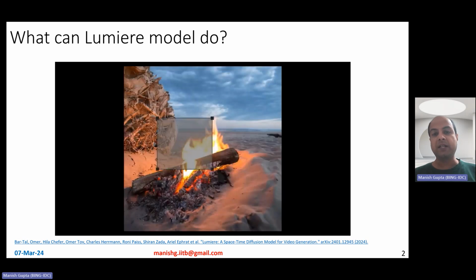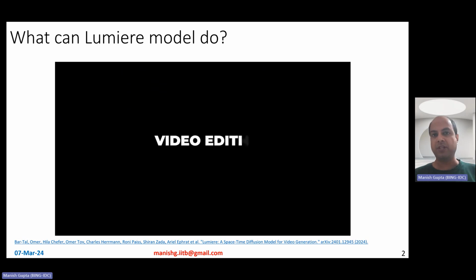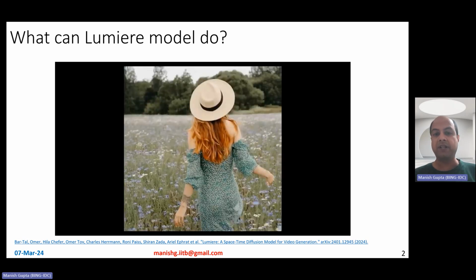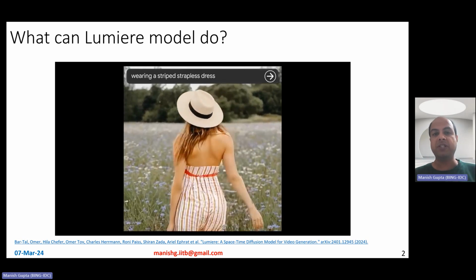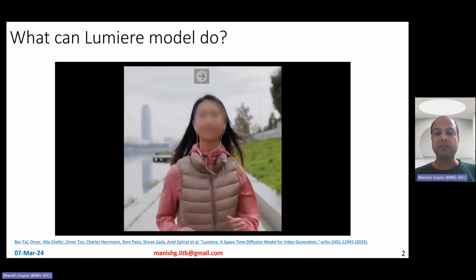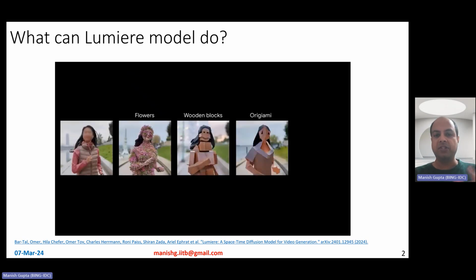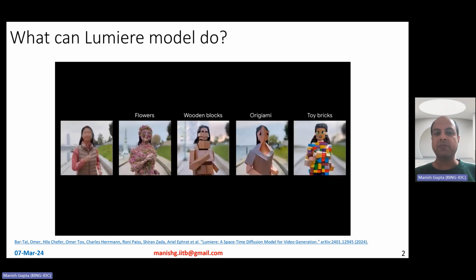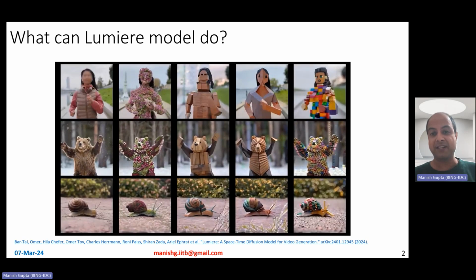You can also do cinemagraphs. Given an image, it figures out a particular part of the image that should be animated and animates those. You can do video editing. You can take a particular video, highlight a part which should be changed, and say what should be changed, like wearing a striped strapless gown, and it changes it. You can also change parts of the videos by doing text edits. So this is what the Lumiere model can do.